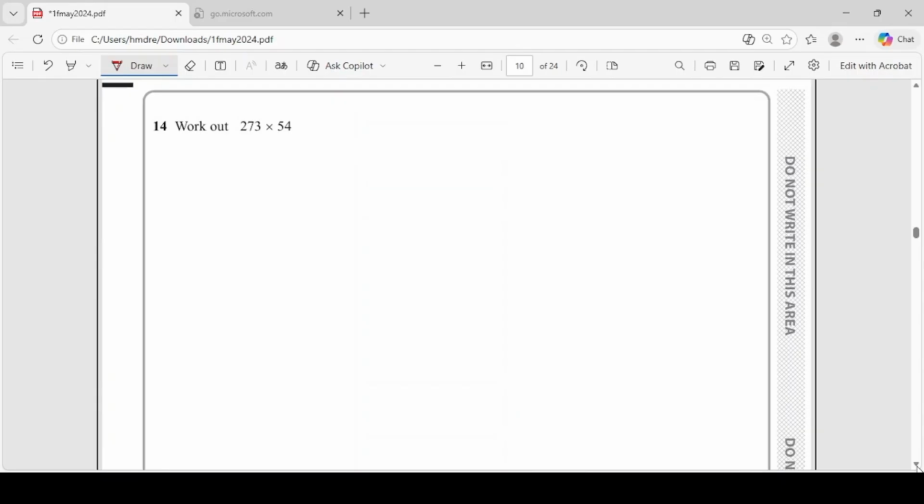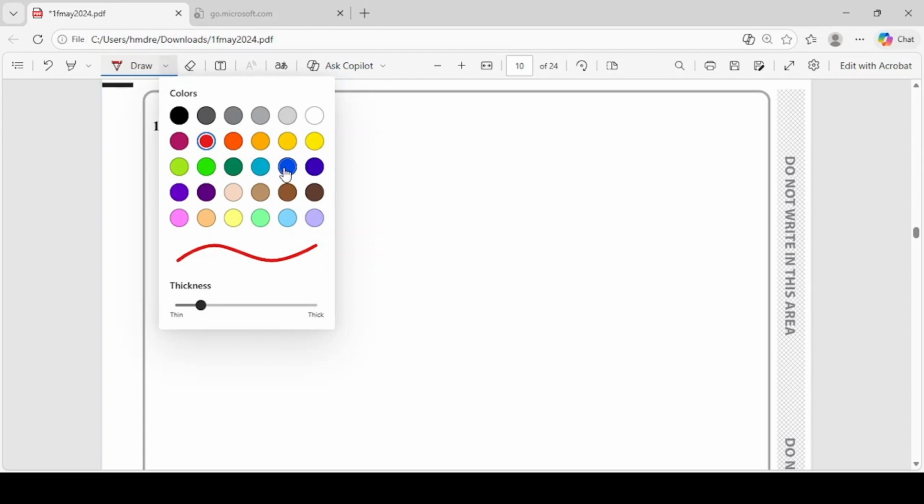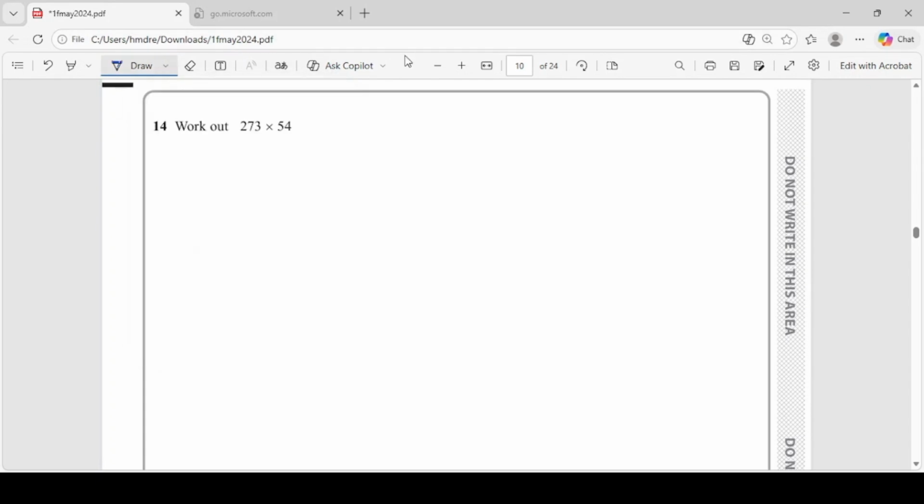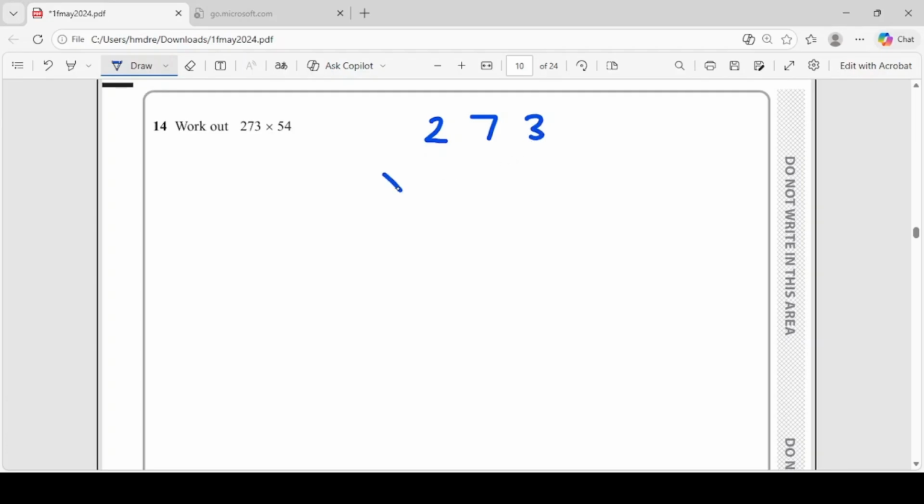Okay, multiplication question. Work out 273 times 54. So I know everyone's got different methods for working out multiplication. It doesn't matter how you work this out. I'm going to show you my method. If you have a different method, then do your method and then just check we get the same answer. Okay, so the important thing is just lining it up nicely like this.